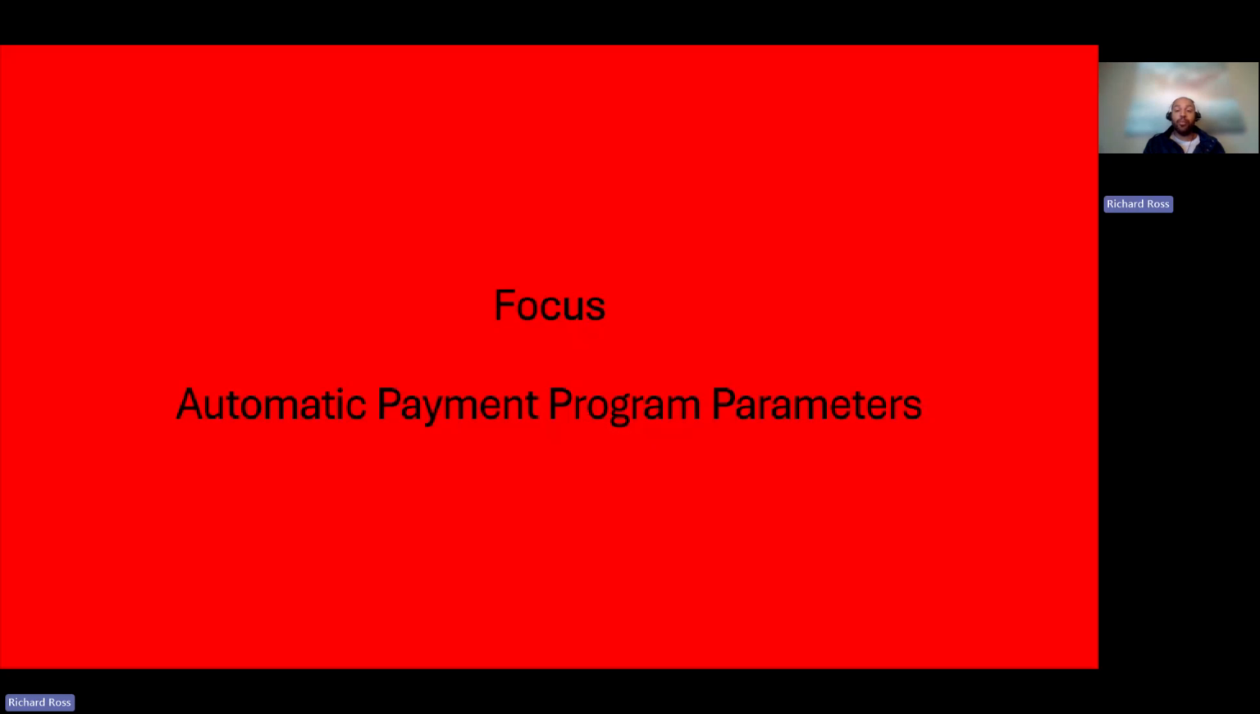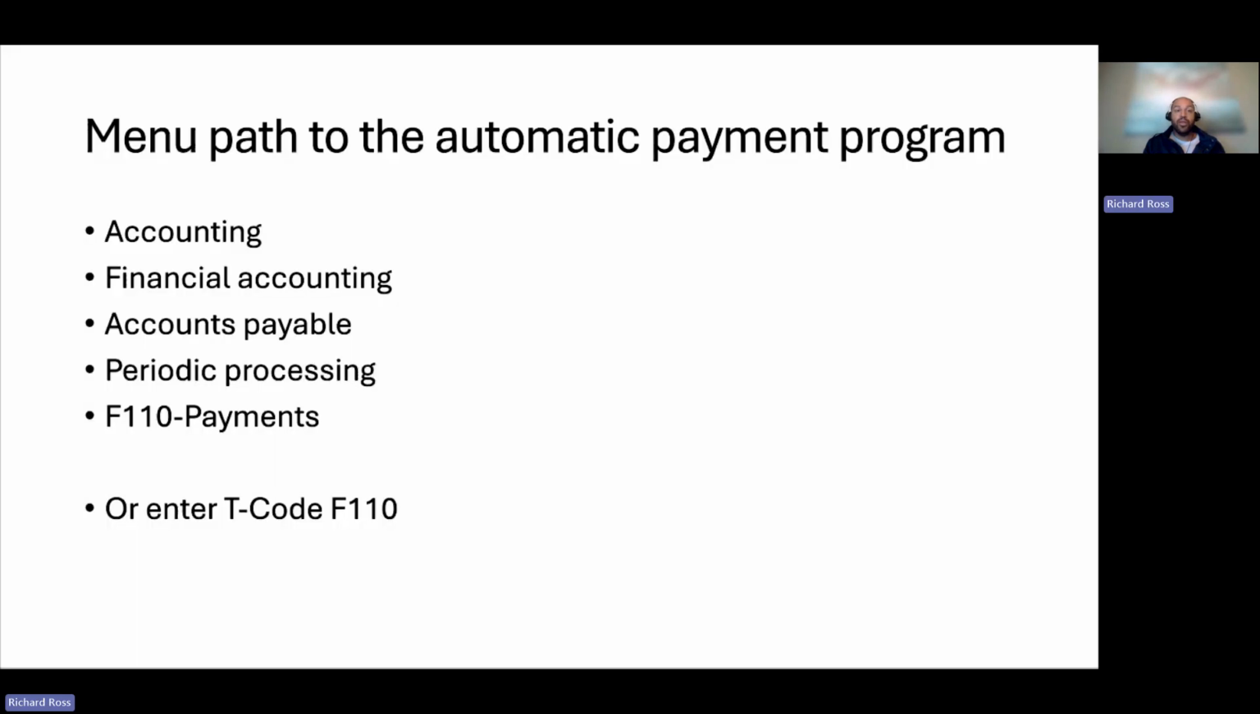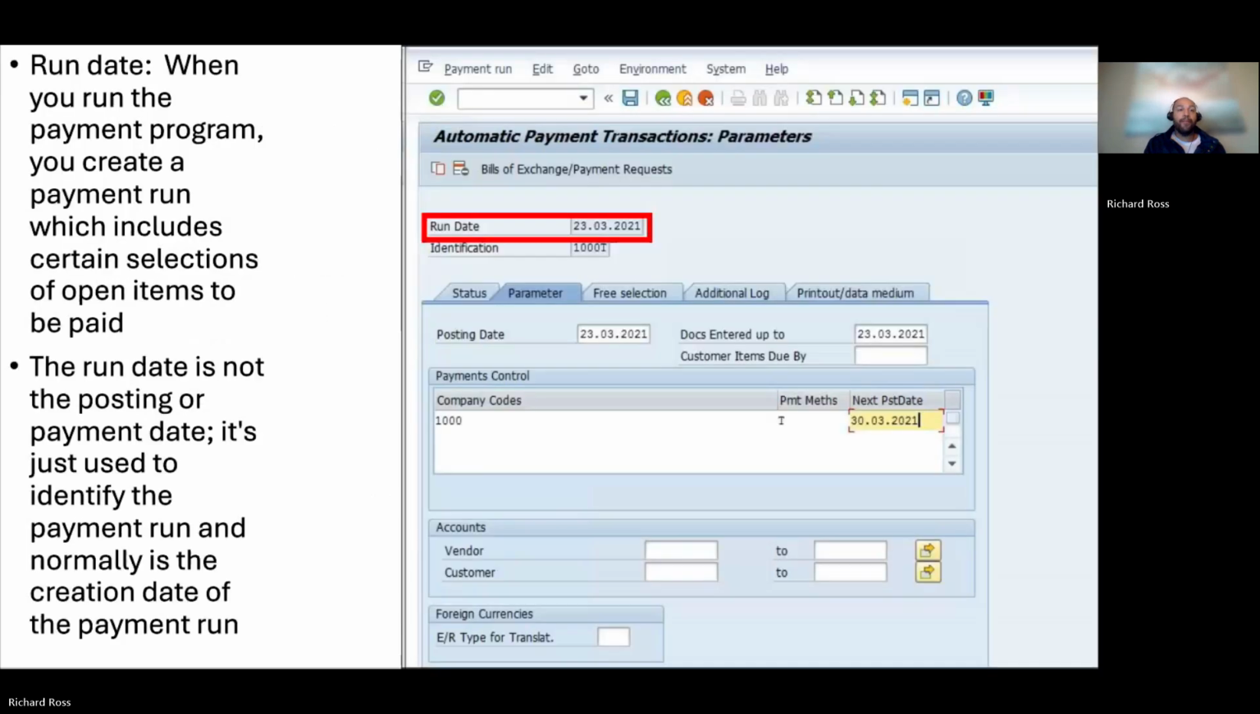Automatic payment program parameters. Menu path to the automatic payment program: accounting, financial accounting, accounts payable, periodic processing, payments, or enter T code F110. Okay, as you see highlighted here on the screen, the run date. This is when you run the payment program.